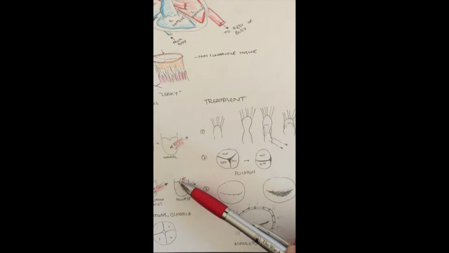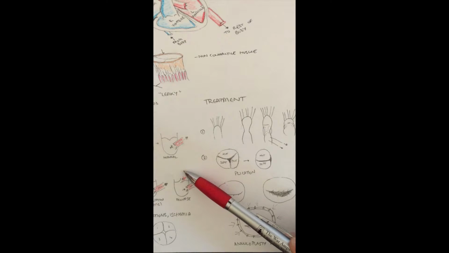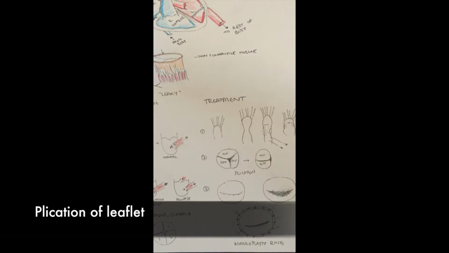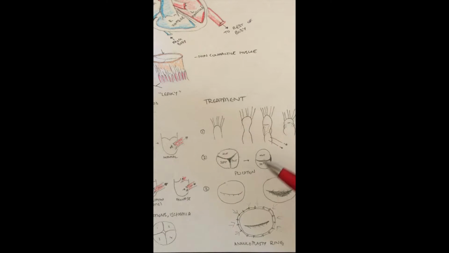And that allows the valve to stay down and not flop backwards into the atria, allowing that backflow of blood. Another thing, in a genetic case where the leaflets in the valve don't overlap perfectly, you have this opening. They do what's called a plication of one of the leaflets. So in this case, we did a plication of a posterior leaflet and removed that leaflet entirely.